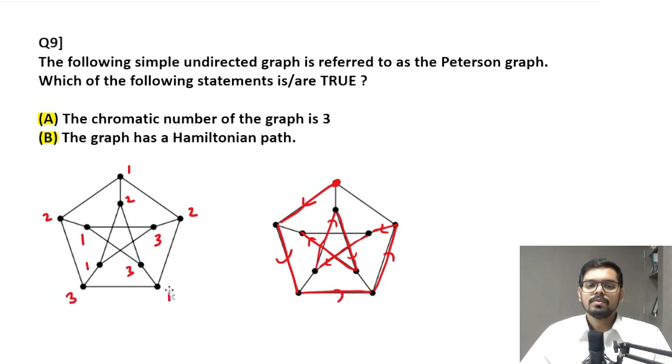And final node would be 1 because adjacents are 2 and 3. And this is how we have colored all the vertices using the 3 colors, and therefore the chromatic number of the graph is 3. Easy. In the class we have studied, same thing I have repeated.